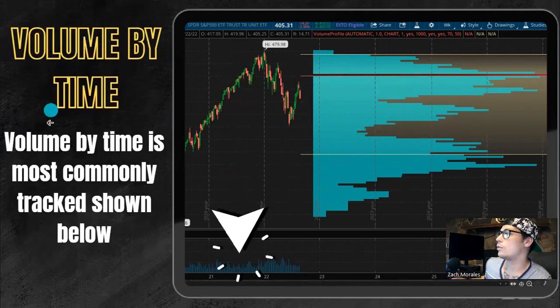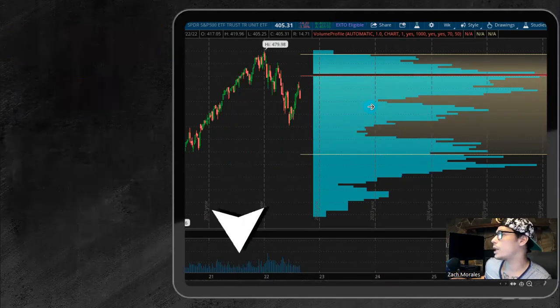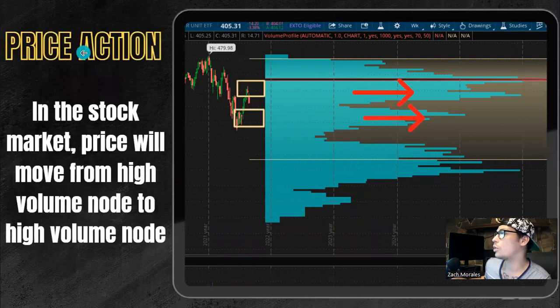So volume by time, we just went over that one. We'll go over the price action now. In the stock market, price will move from high volume node to high volume node. That's what these are over here. So if you notice, we have these nice boxes. What this does is this gives you kind of like entries and exits.